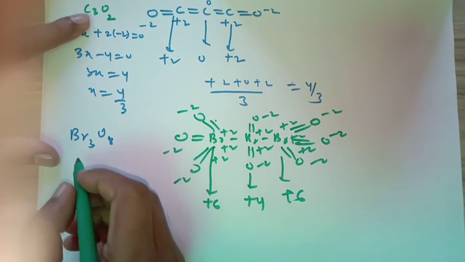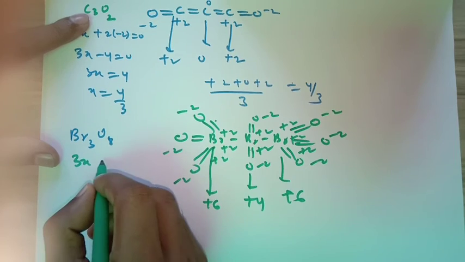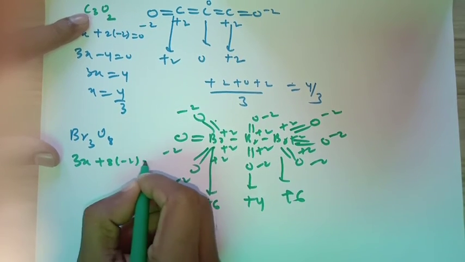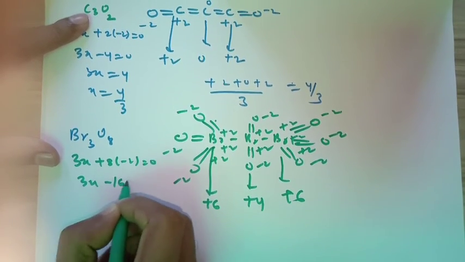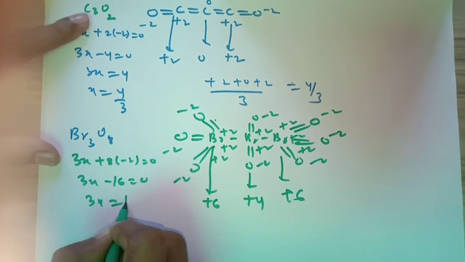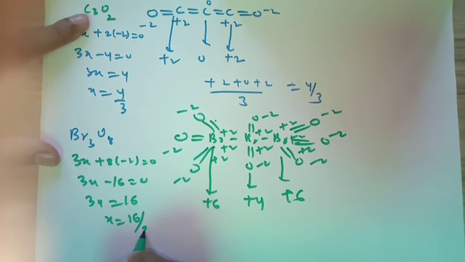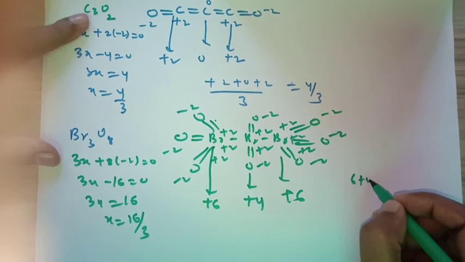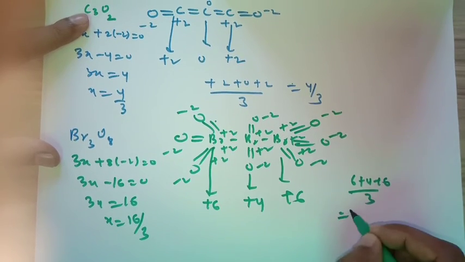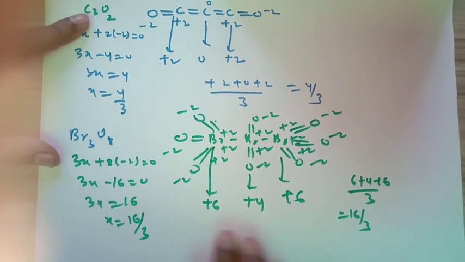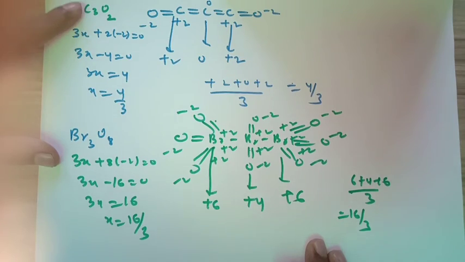So if you find by conventional method, this will be 3x plus 8 minus 2 is equals to 0, so it will be 3x minus 16 is equals to 0, so 3x is equals to 16, so x is equals to 16 by 3. By this method we can find 6 plus 4 plus 6 by 3, so this will be 16 by 3 only. So in this way we can find oxidation state or oxidation number.